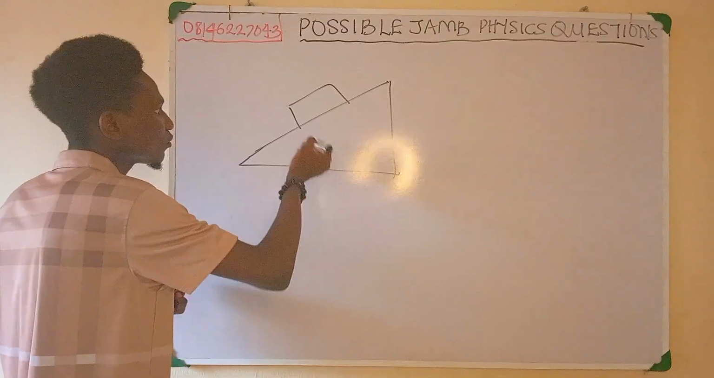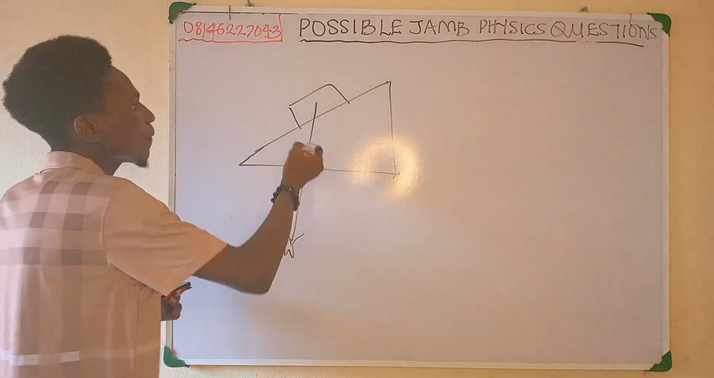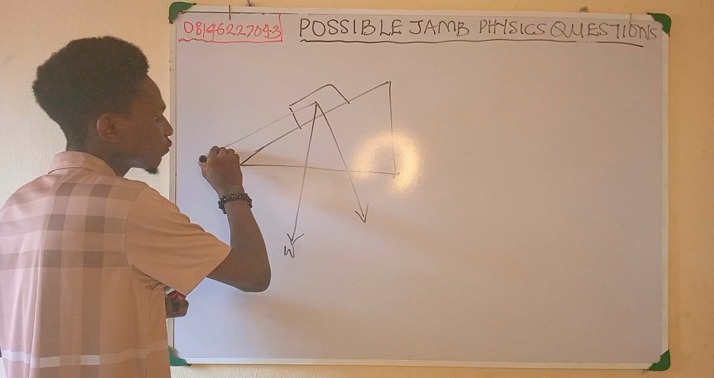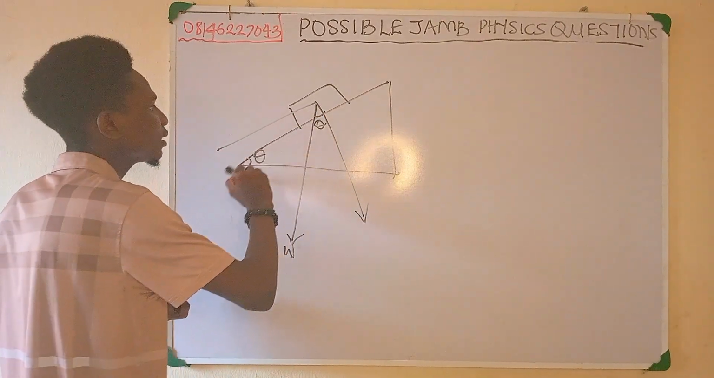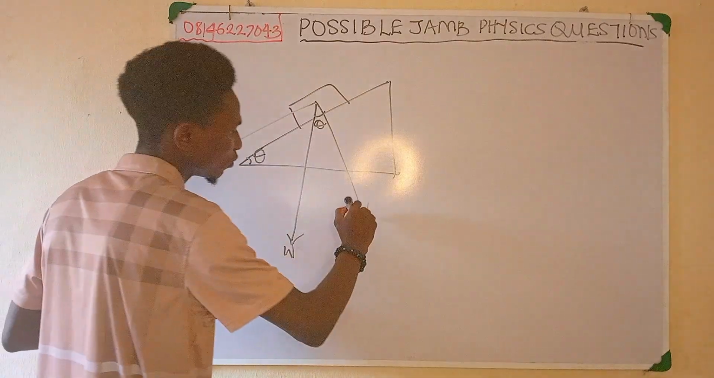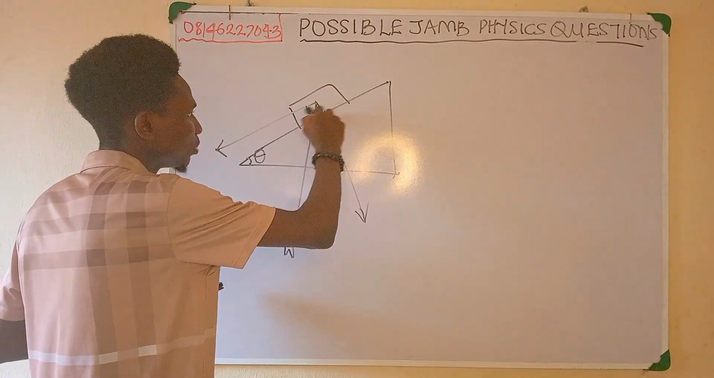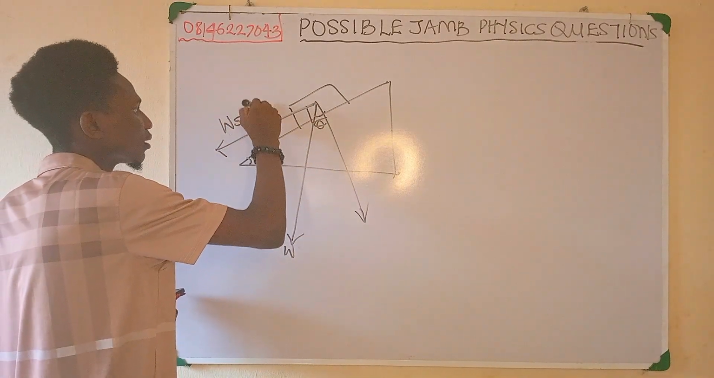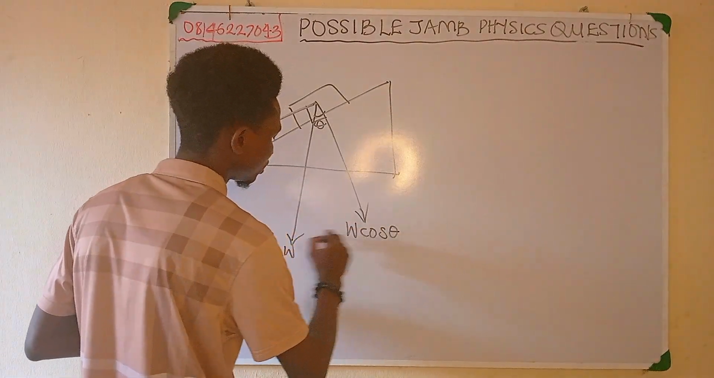So this is an inclined plane, and we have the weight acting downwards here. Now, the resolution of the weight can be in two forms. If we place our theta here, it can be in two forms: along the plane or perpendicular to the plane. So along the plane, the component of the weight is W sin theta. Then perpendicular to the plane, it is W cos theta.